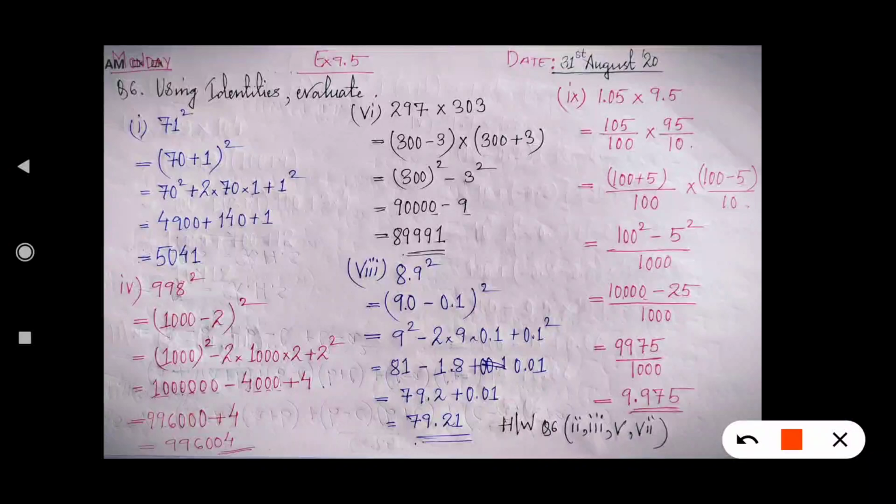Okay, without any delay, let's start. Here too we are going to use the identities and we'll solve it. There are 5 questions I have done for you, and 4 questions are your homework, as you can see on your screen. So please look at the screen carefully. The first one is 71 square.